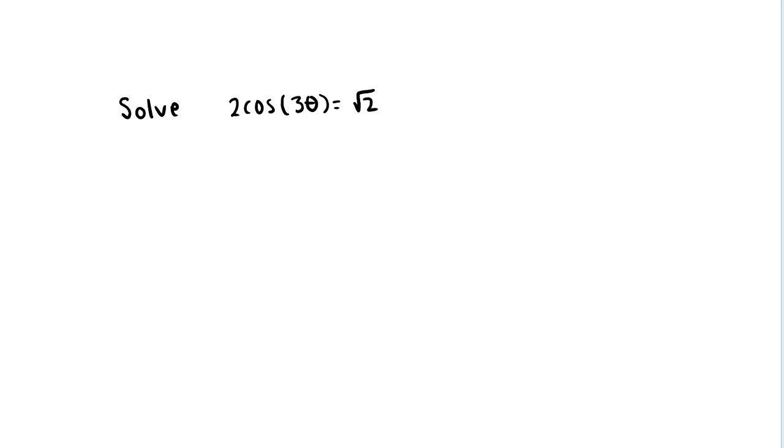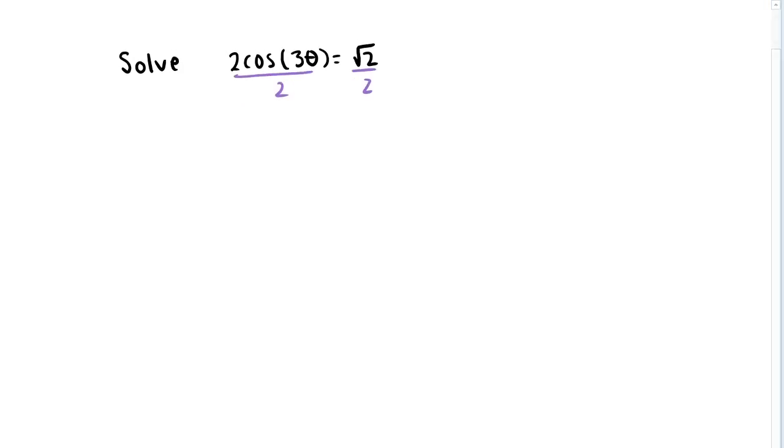So the first thing we want to do is isolate that trigonometric function. So we want to divide both sides by that factor of 2. So this brings us to the equation cosine of 3 theta is equal to the square root of 2 over 2.